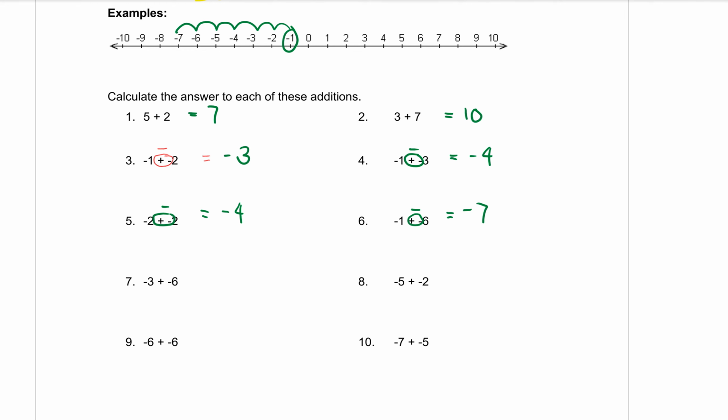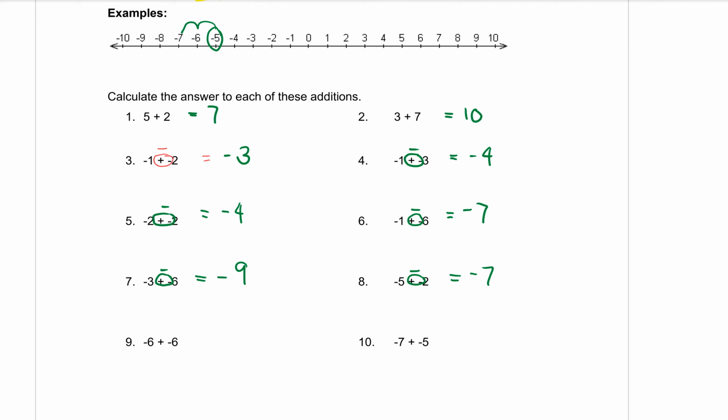Question 7, circle the plus minus, makes a minus sign. I start at -3 and I want to subtract 6. 1, 2, 3, 4, 5, 6 to get -9. Girls at the back, you alright? Yeah. Question 8, circle the plus minus sign, makes a minus. So I start at -5, my first number, and I want to take off 2, so 2 jumps to get to -7.